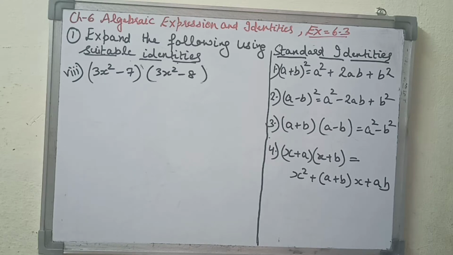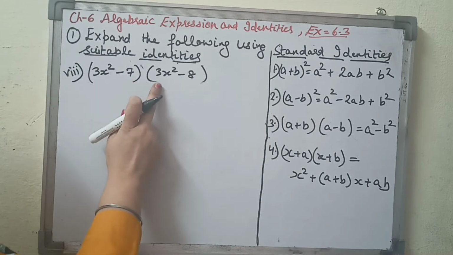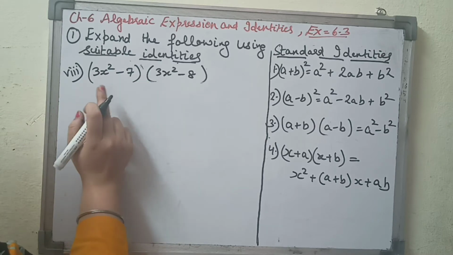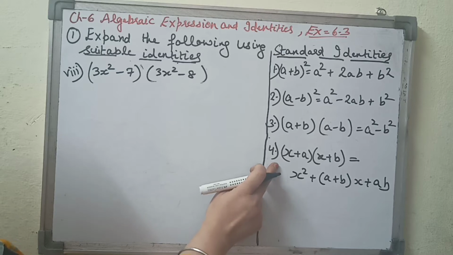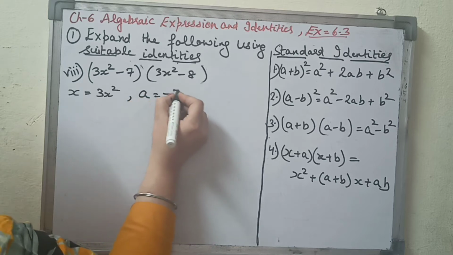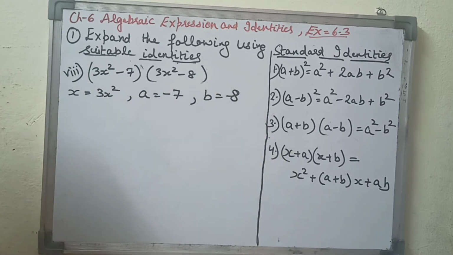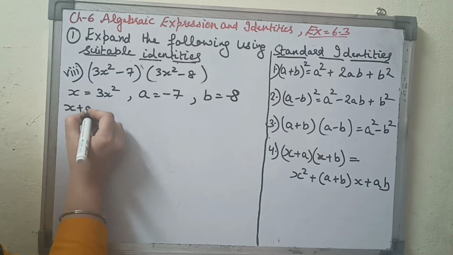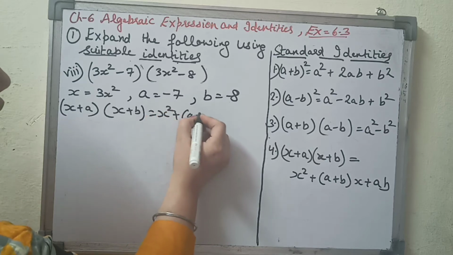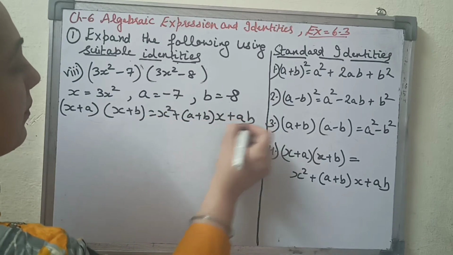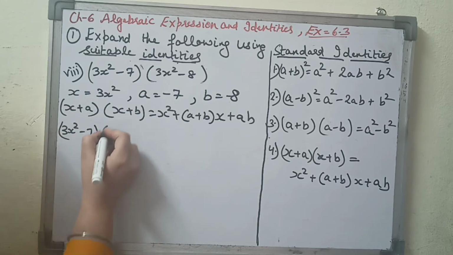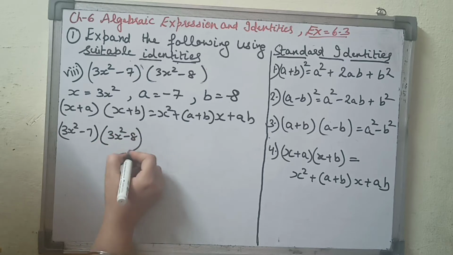Now sum number 1, part 8, it is (3x square minus 7)(3x square minus 8). These two are the different terms, right? So we will make use of the identity number 4 here. So I will take x here, 3x square, a it is minus 7 and b it is minus 8. Now write down the identity, that is (x plus a)(x plus b), it is x square plus (a plus b)x plus ab. Write down the value here, x it is 3x square and a it is minus 7, b it is minus 8.